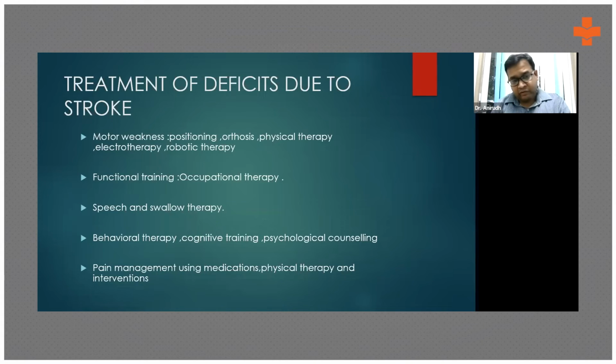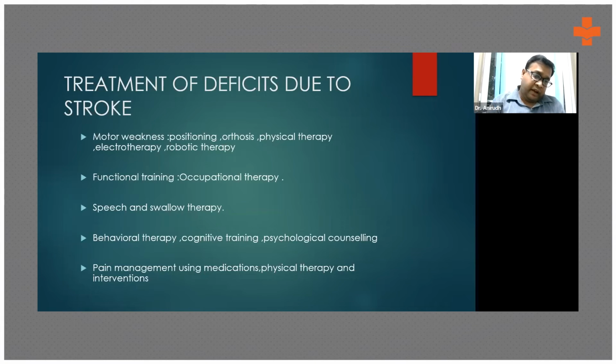Then we have speech and swallow therapy. As we spoke, speech is affected. Speech and swallow are affected mostly when the dominant lobe of the brain is affected. Speech can be sensory, can be motor, can be mixed. There are 8 different types of speech involvement.